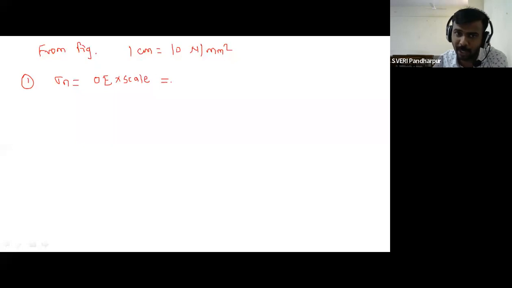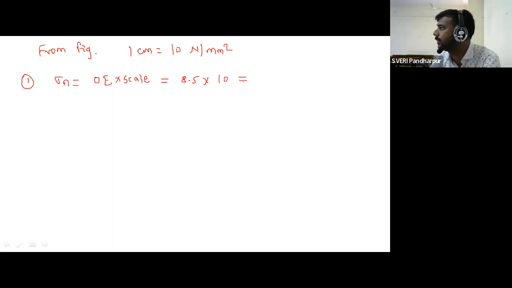Whatever distance you got, suppose I write 8.5 into 1 centimeter is equal to 10 Newton per mm square. So by how much do we have to multiply 8.5? 8.5 into 10, how much? 85 Newton per mm square. This is your sigma n.